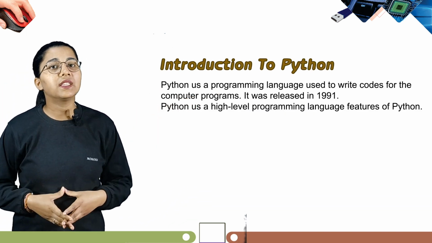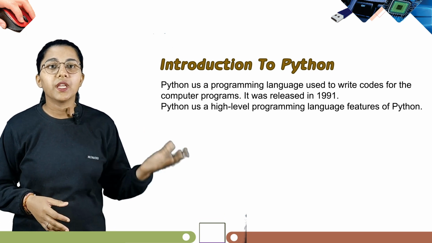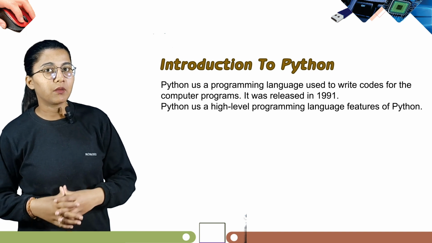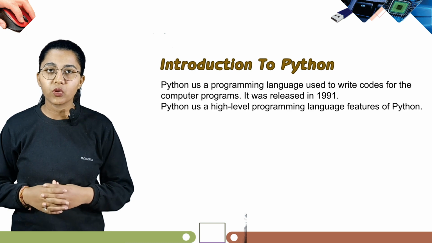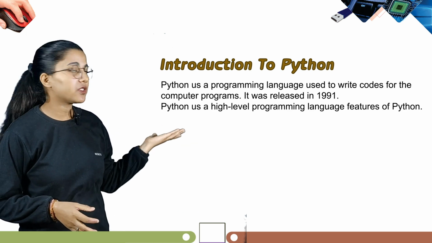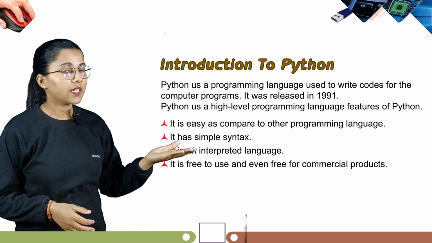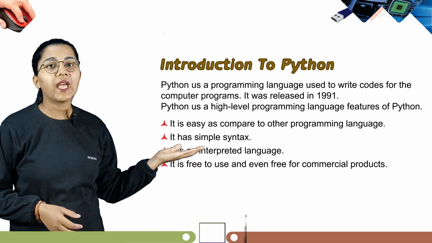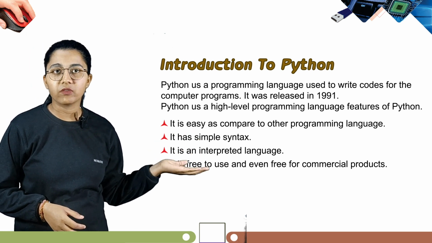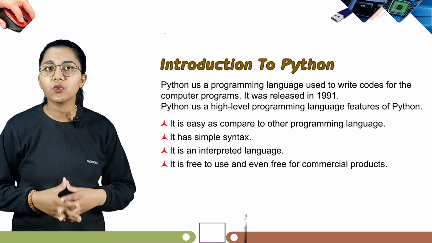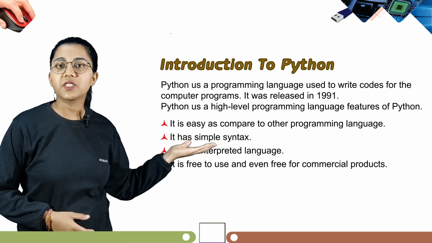Python is a programming language used to write codes for computer programs. It was released in 1991. Python is a high-level programming language. Let's discuss some features of Python. First, it is easy as compared to other programming languages. Second, it has simple syntax. Third, it is an interpreted language. And fourth, it is free to use and even free for commercial products. Students, these are some features of Python.